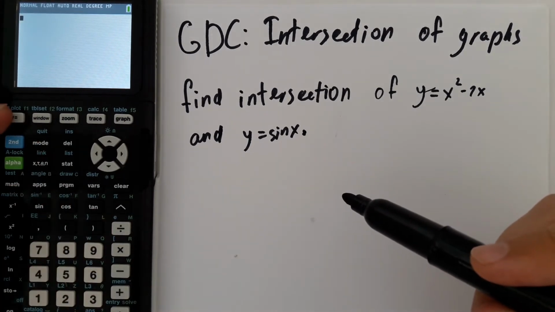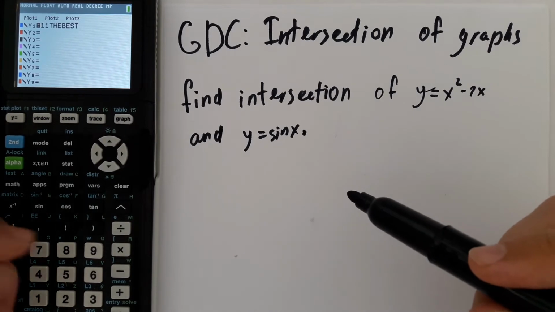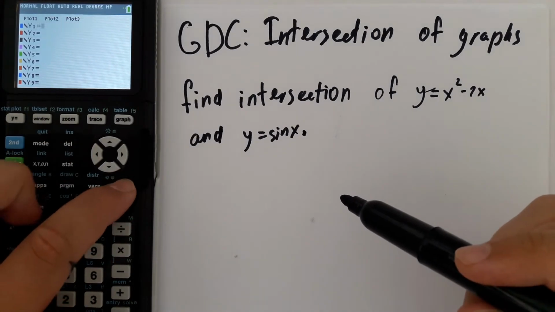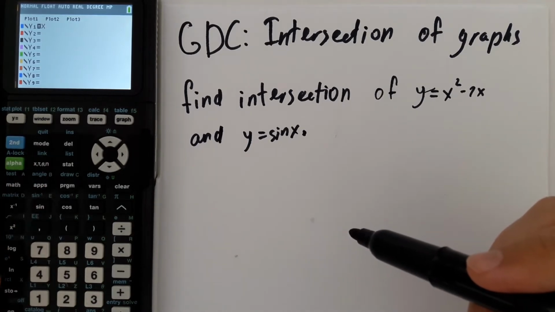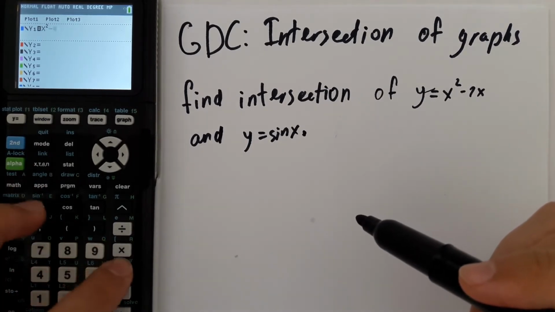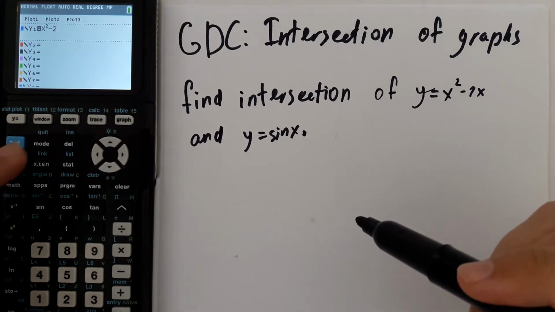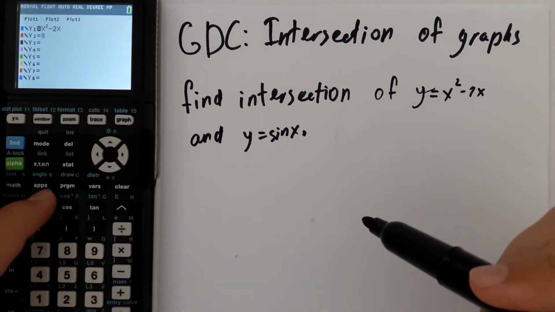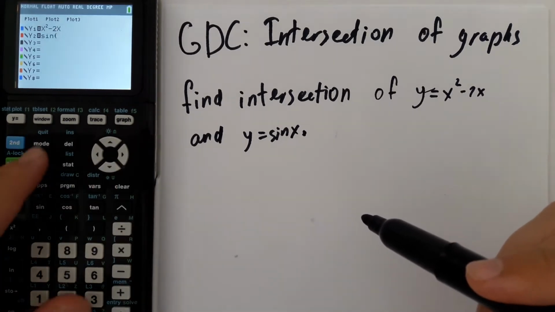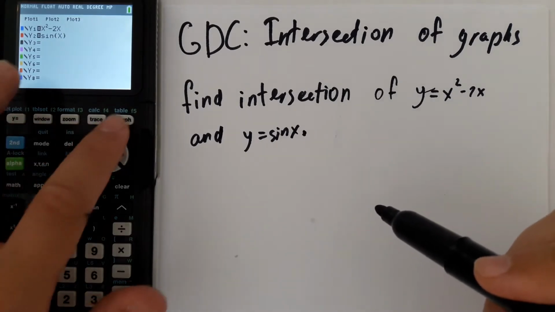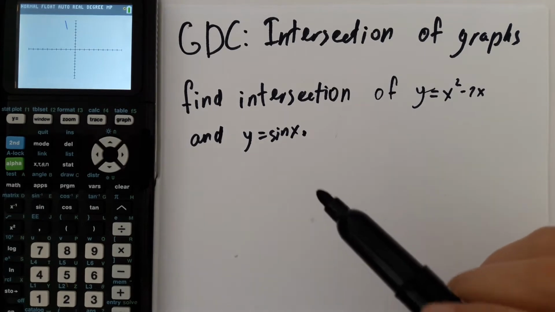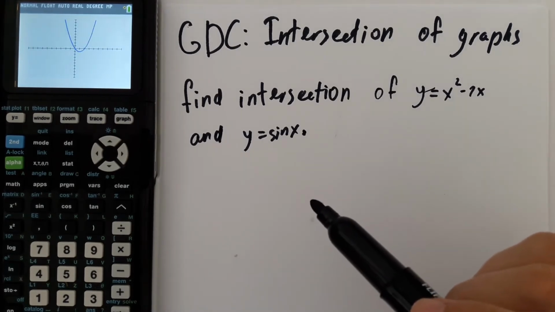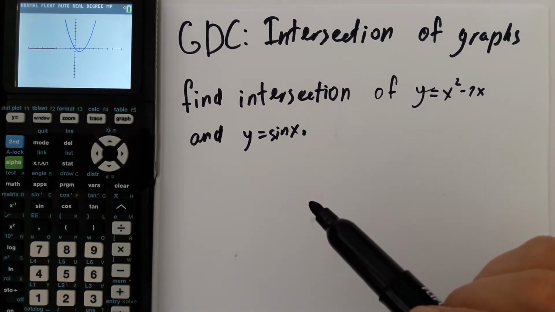First let's press Y equals and you can see something here. Let's clear it and let's write x squared. Let's type everything. Minus 2x and sine x. Okay, now let's graph them. Let's look at the graphs, how they look like. Okay, it's okay. Stop. What about the second?